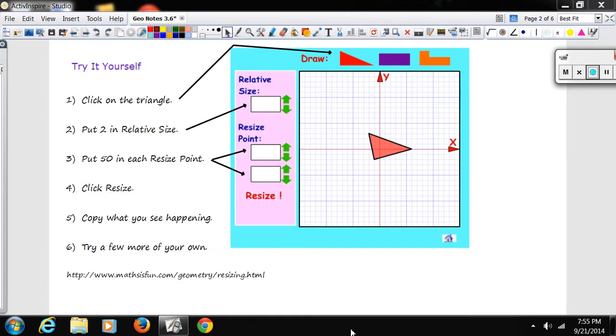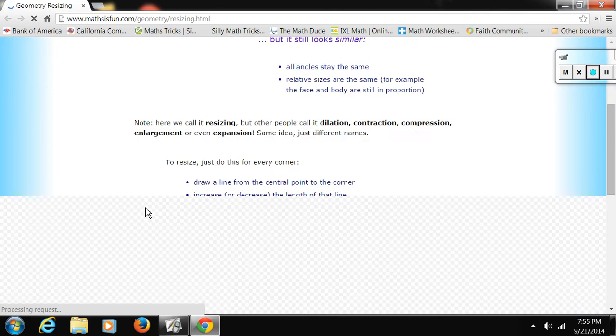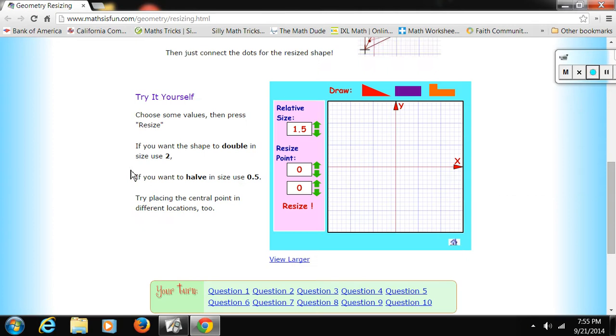All right, let's look at an example of a dilation on the Math is Fun website. So if you can go to this website, that would be beneficial. You could take a look at it. It takes a second to come up. Here it is right here. We're going to put a 2 in here. We're going to double the size. So that's what the 2 means, making it twice as big.